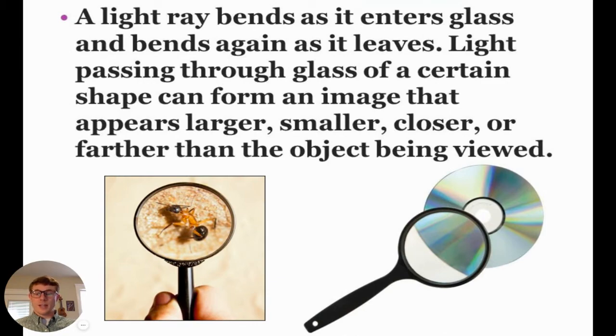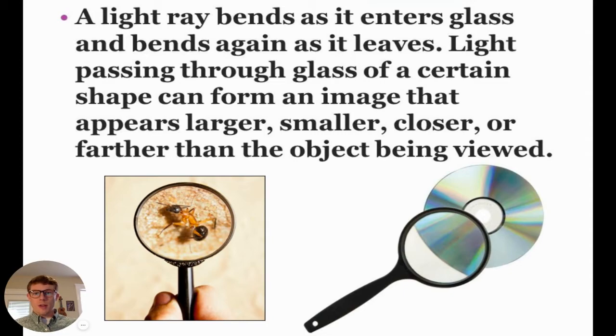So here we have in text written, a light ray bends as it enters glass and bends again as it leaves. Light passing through glass of a certain shape can form an image that appears larger, smaller, closer, or farther than the object being viewed. So here we have two different magnifying glasses. One is on an ant and the other is on a CD.